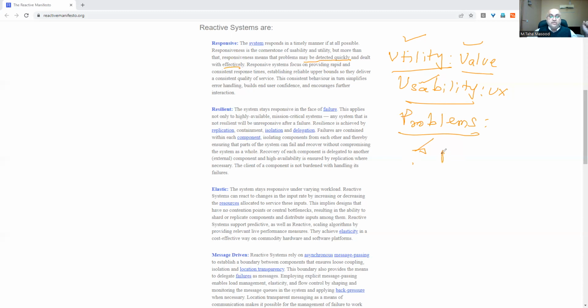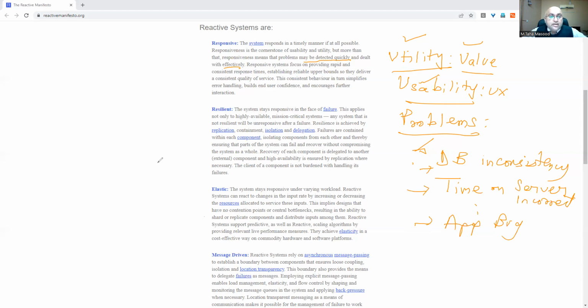So let's say if your DB has some inconsistency, right? Or the time on the server is incorrect, and so on and so forth, an application bug or anything. All of these are things which can happen, right? But the important thing is that the system responds to it and corrects itself in time. All right. So what next?